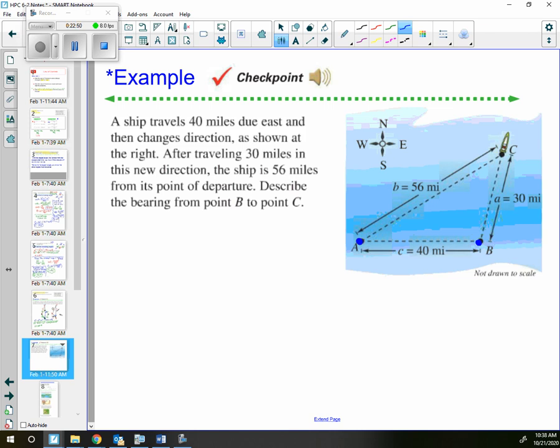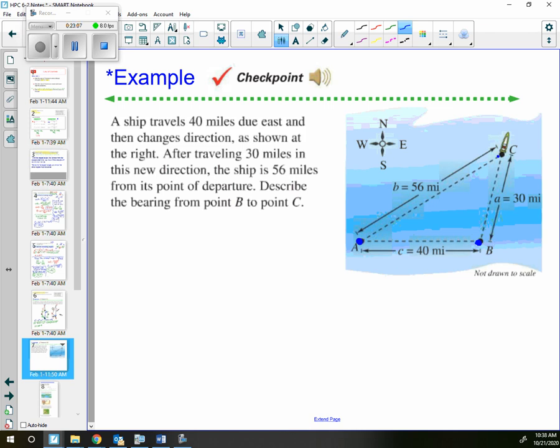What we're going to try to figure out, and they go 30 miles in that direction. Then they're 56 miles from where they started originally. So a straight shot from where they started originally to their new location, 56 miles from where it left from. It's the point of departure. So describe the bearing from point B to C.